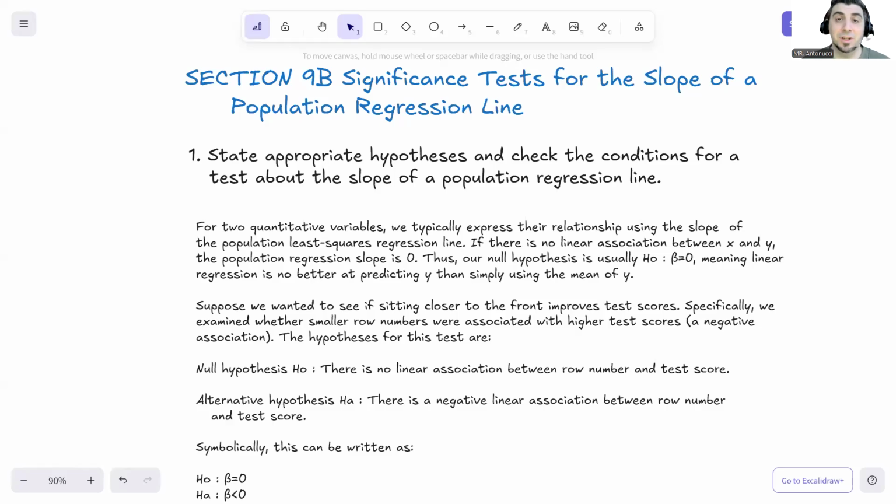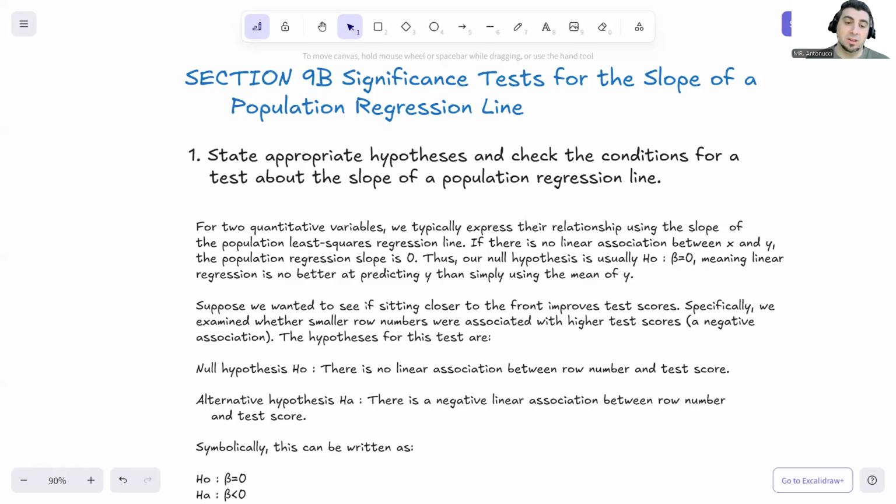All right, guys, Mr. Antonucci here, and we're in section 9B, significance test for the slope of a population regression line. In this first video here, we're going to talk about how to state the appropriate hypothesis and check conditions for a test about the slope of a population regression line.